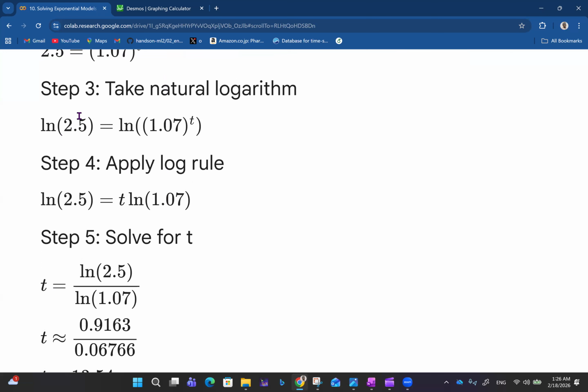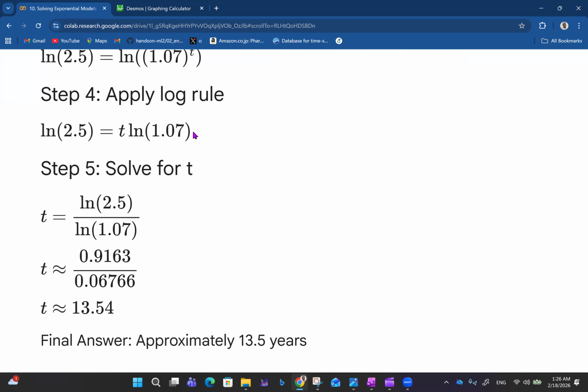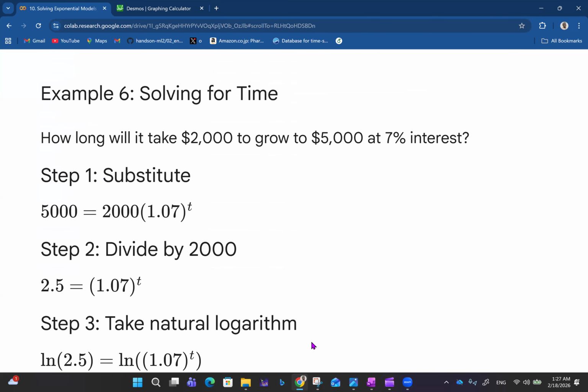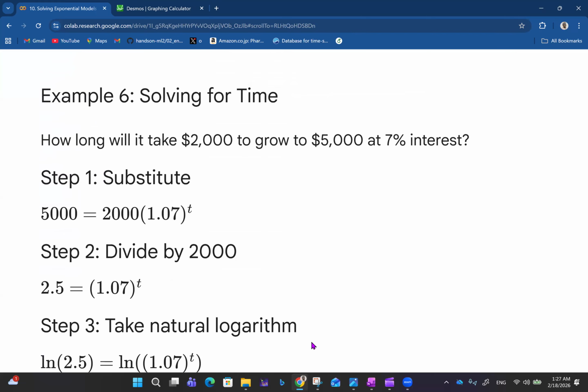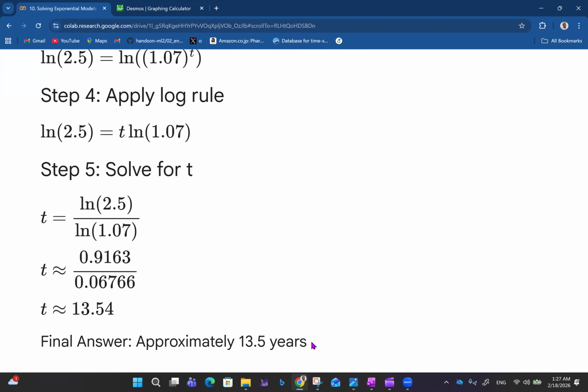The natural logarithm of 2.5 is equal to the natural logarithm of 1.07 raised to the power t. So t can come down. You have ln 2.5 equals t ln 1.07. You can divide both sides by ln 1.07, so you have t equals ln 2.5 over ln 1.07. ln 2.5 is approximately 0.9163. ln 1.07 is approximately 0.06766. If you put all that together, I get 13.54. So the final answer is approximately 13.5 years. If you want to grow $2,000 to $5,000 at 7% interest, it will take 13.5 years.